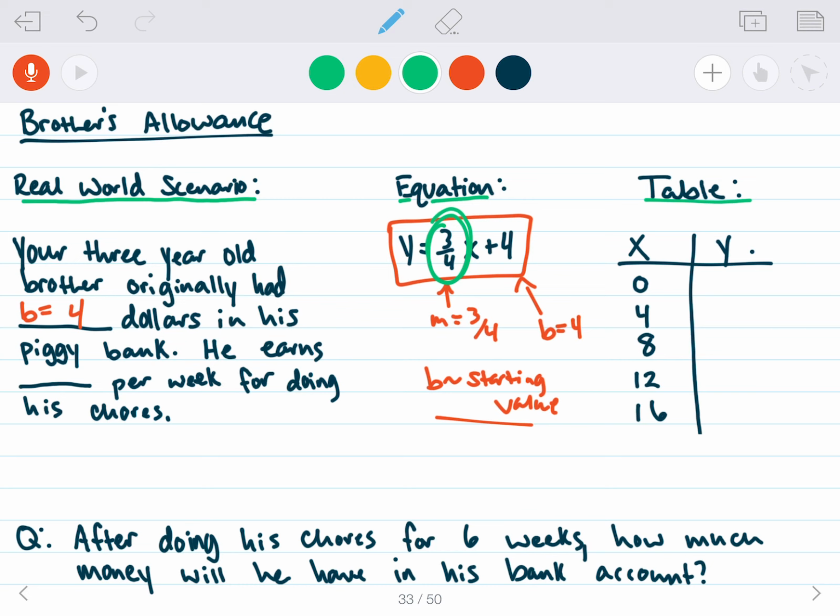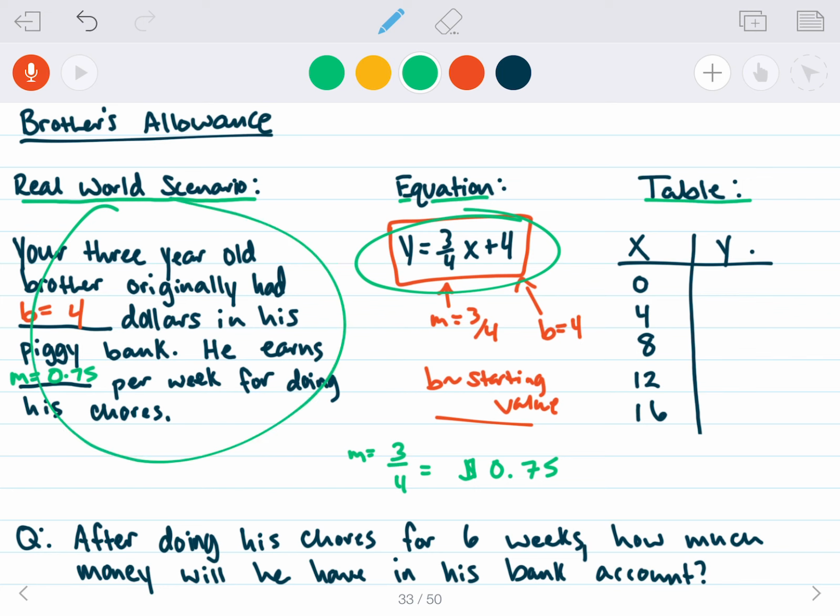So 3 over 4 in dollars is just 75 cents. So this little kid is getting gypped, probably because he's 3. I don't know. But the idea here is that m is 3 over 4, which is equivalent to 75 cents, because we're talking about a real world context here. So he's getting 75 cents per week for doing his chores. All right, so we've just translated this equation into this real world scenario.